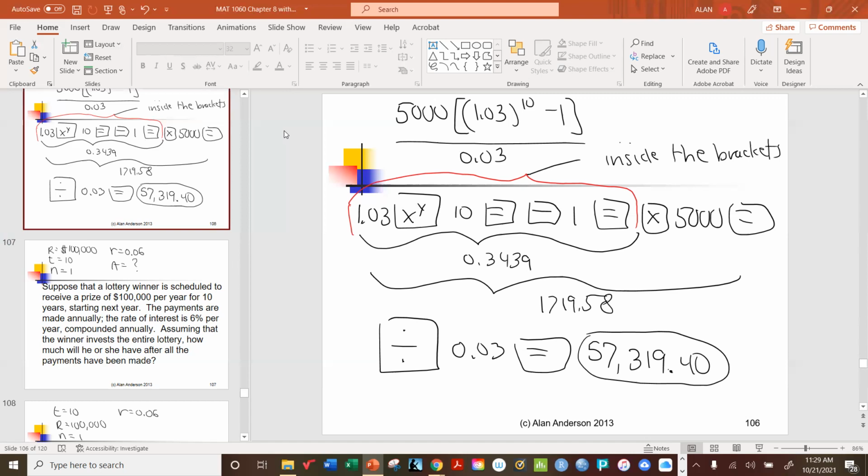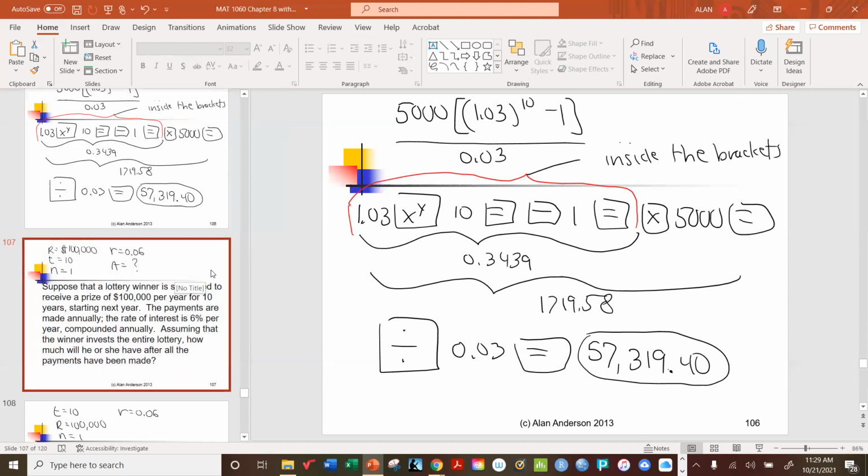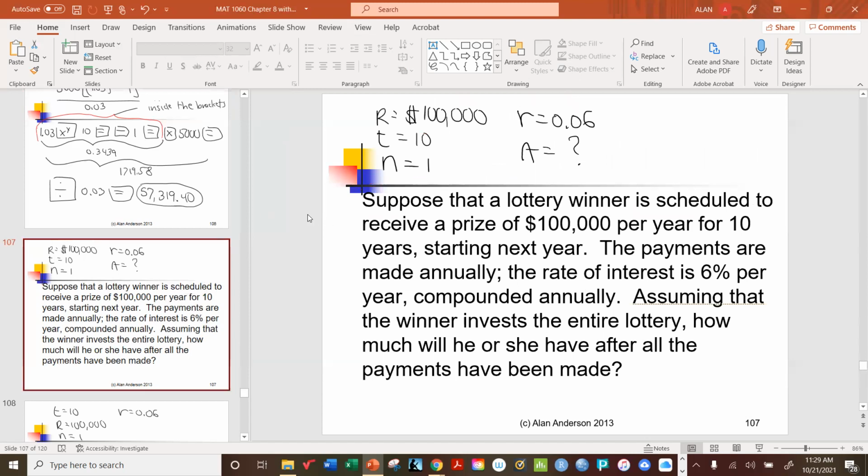How about this next one then? If you're ready, the next one says a lottery winner, very similar to the last example we had. A lottery winner is scheduled to receive a prize of 100,000 per year starting next year. By the way, that's a technical detail. The money can't start immediately. If it does, we have to make an adjustment to the formula. So we're always going to assume with an annuity that the first payment starts in the next period.